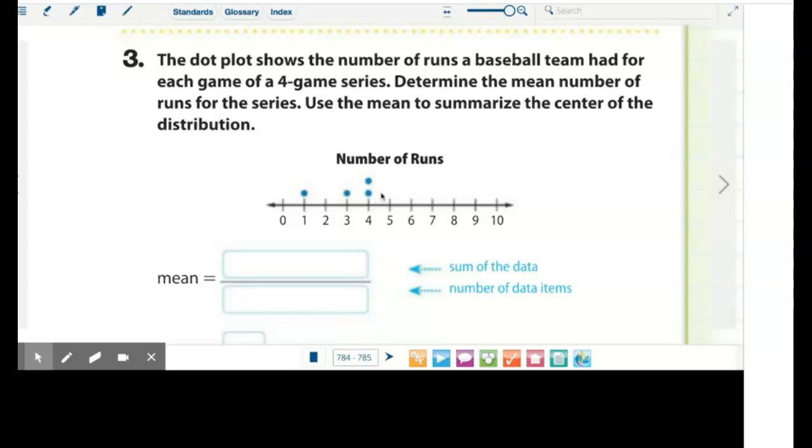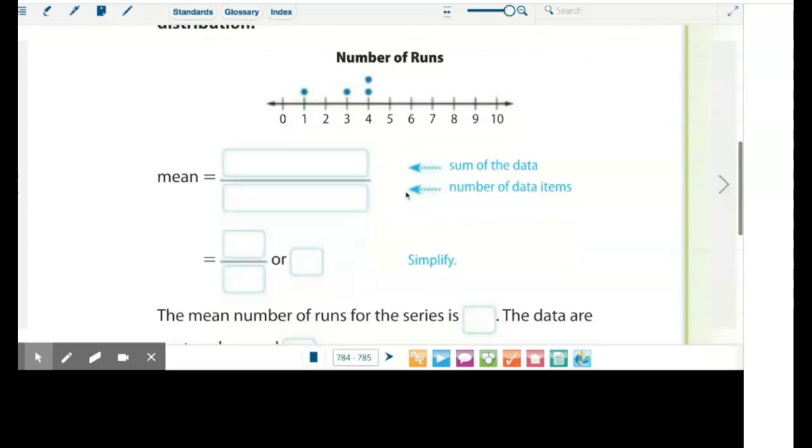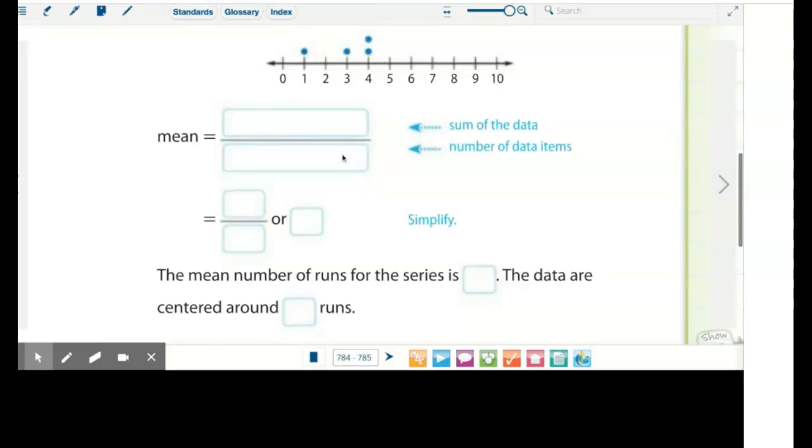So determine the mean. Well, first off, 1, 2, 3, 4. There were 4 games, so you should have a 4 here at the bottom. And then we're going to add 1 plus 3 plus 4 plus 4. That's the total number of runs that were achieved. Okay? So at the top, we're going to write 1 plus 3 is 4 plus 4 plus 4. That's going to be 12. And we're going to divide that by 4 data points.